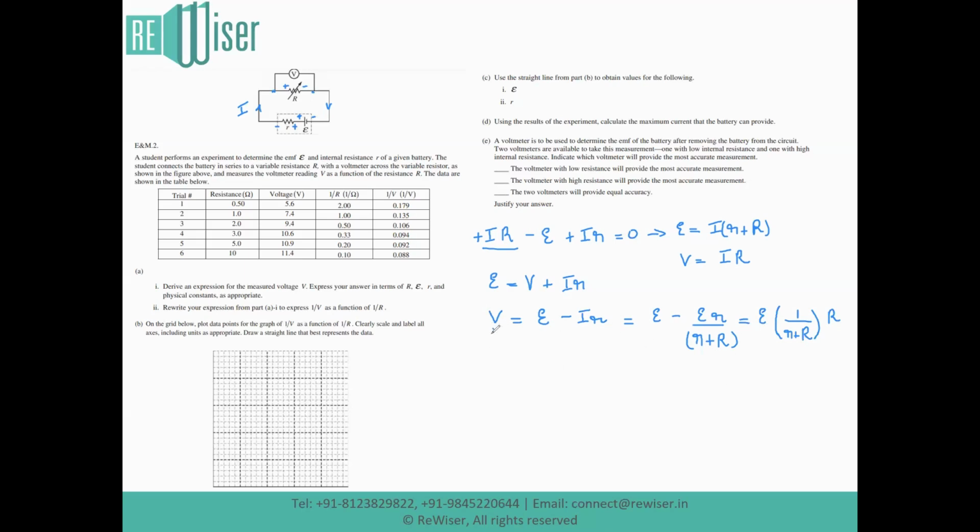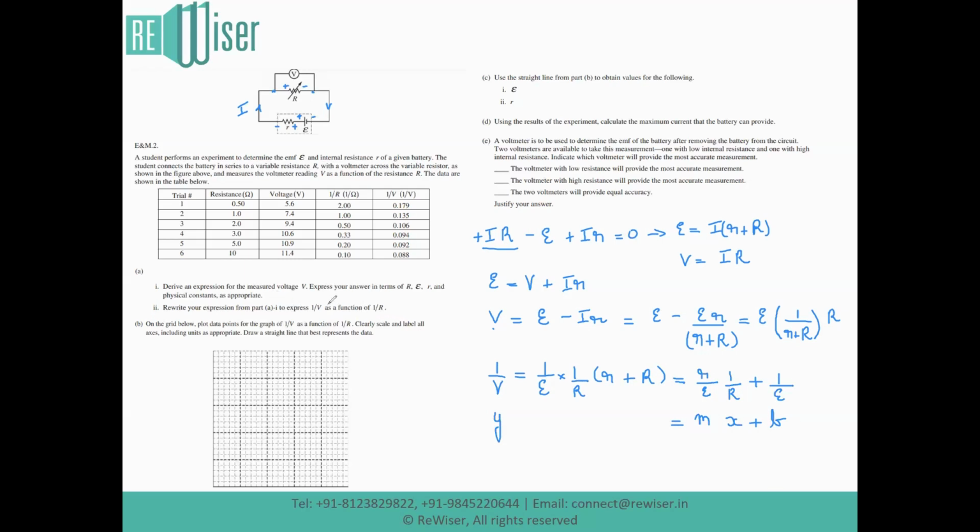The problem with this expression is, while this expression is correct, it is no way close to the equation of a straight line. So we will take the reciprocal. We get 1 by V is equal to 1 by epsilon into small r plus capital R divided by capital R. This can be further rewritten as small r divided by epsilon into 1 by capital R plus capital R and capital R cancel on the second term, leaving us with the expression 1 by epsilon. This equation resembles that of a straight line, y is equal to mx plus b or c, depending on the curriculum you study under.